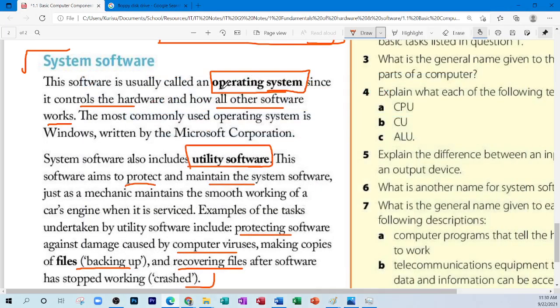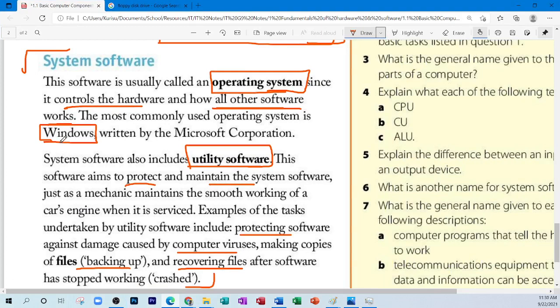Good. The operating system on your computer controls all the hardware on your computer. This is the main software on your computer. It controls the hardware and how all other software works. For example, we have Windows. Those of you who have a laptop right now are more likely using Microsoft Windows as your operating system. It controls how your mouse works, how your monitor works, and how all the other software works, how Microsoft Edge works, how Paint works, and so on.